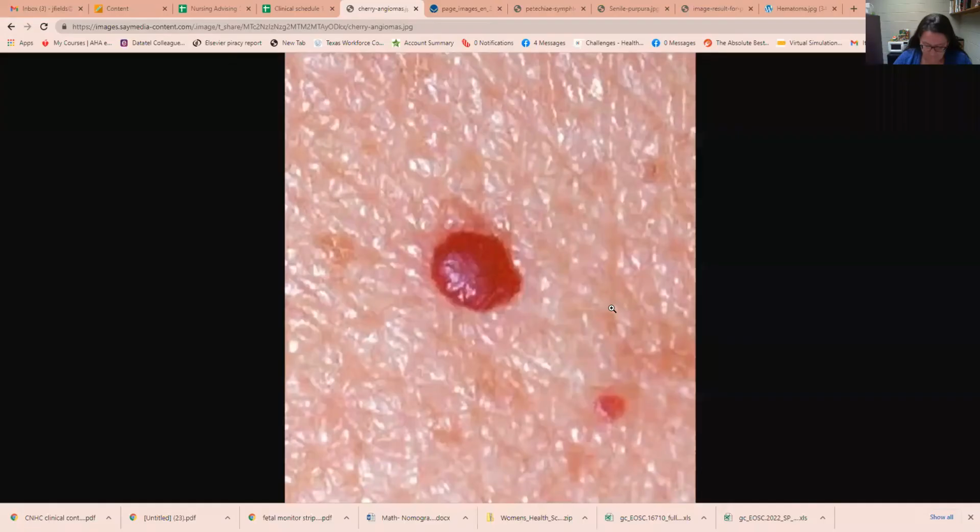A cherry angioma is a vascular lesion that's red and round. It looks like a cherry, and it possibly is raised. And again, these are not uncommon. Sometimes if these are bumped or hit, they're disrupted, they may bleed some.